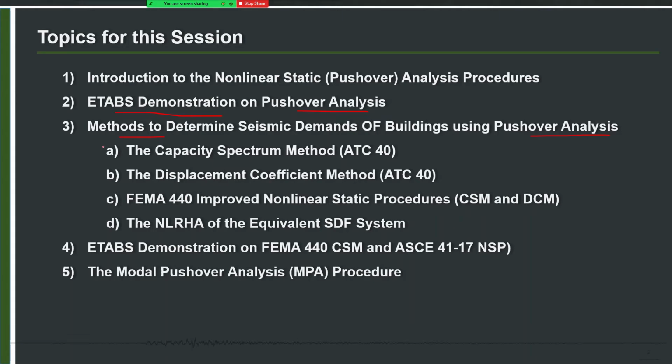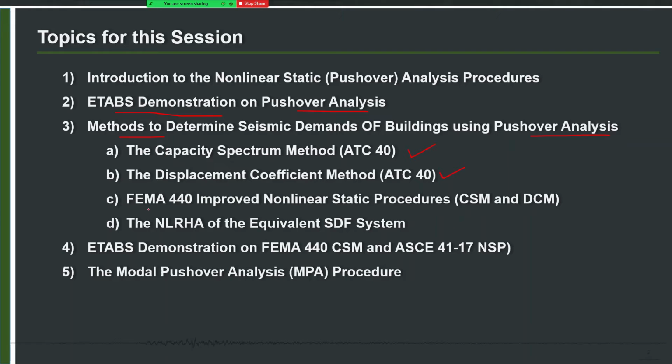So in this regard, we will be studying the capacity spectrum method as prescribed in ATC 40. ATC 40 is an important document in performance-based seismic design. Actually, it belongs to the first generation of performance-based design documents and guidelines. Then the displacement coefficient method. Using pushover analysis, these two methods actually help us in determining the seismic demands of building structures.